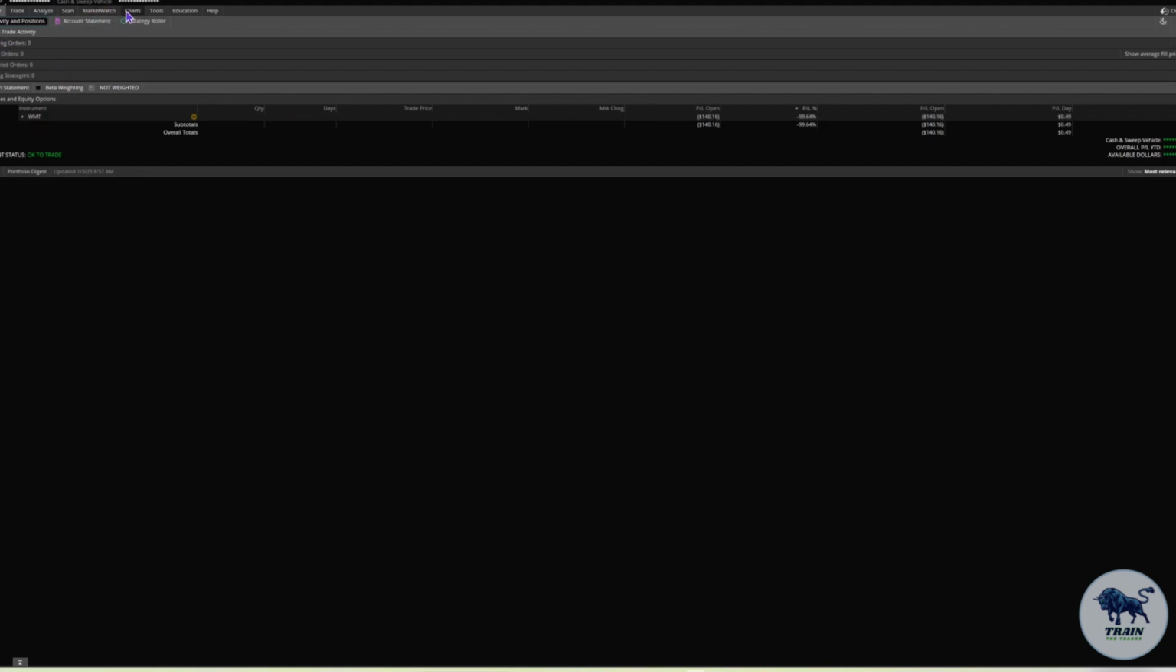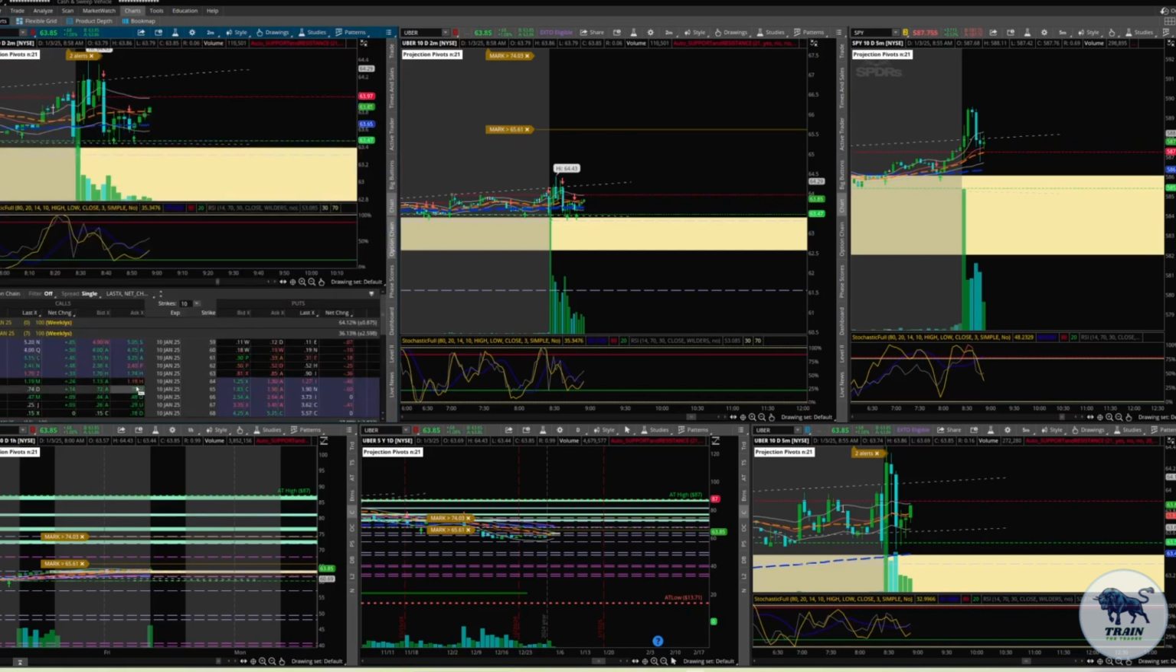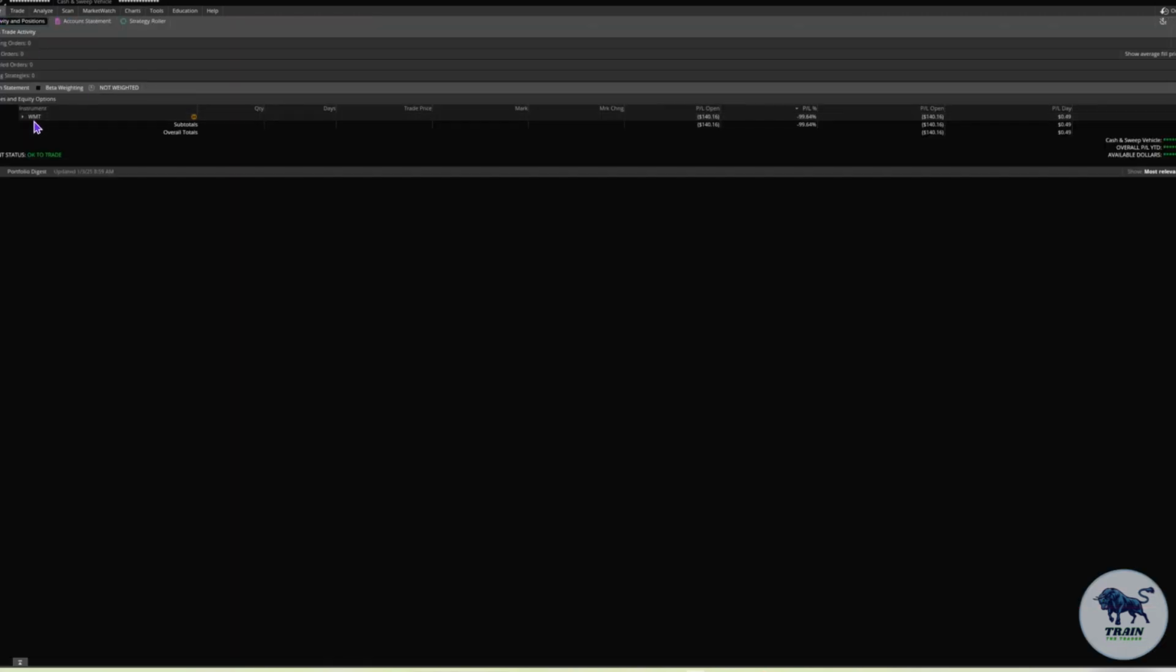Because I took that on a paper trade, it's not going to show on this account. It's on my other account, but it's the exact same option as this one. If I had placed that trade on my live account right here, then it would show on this monitor tab right underneath this Walmart.